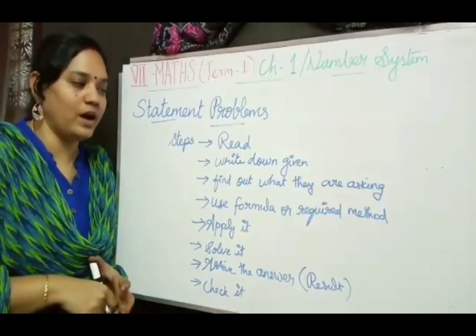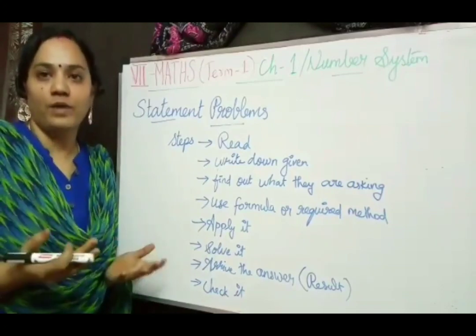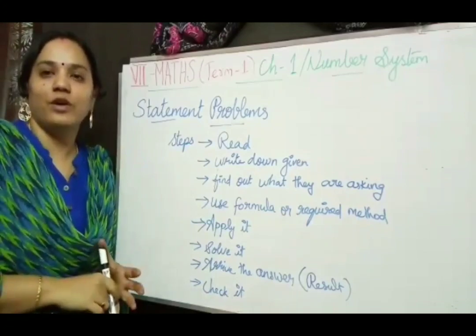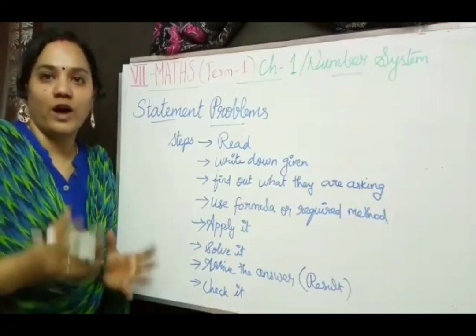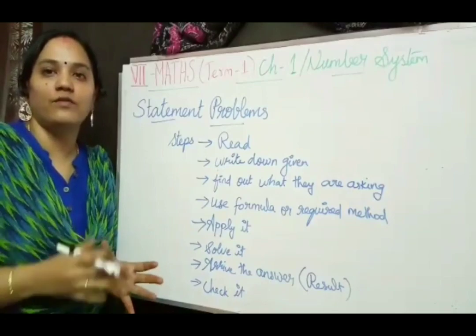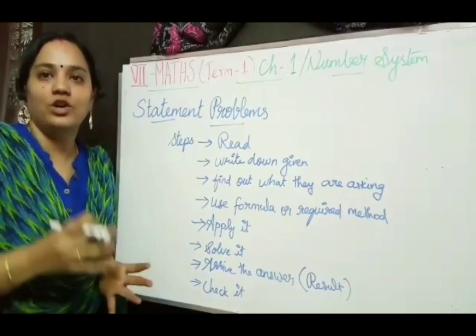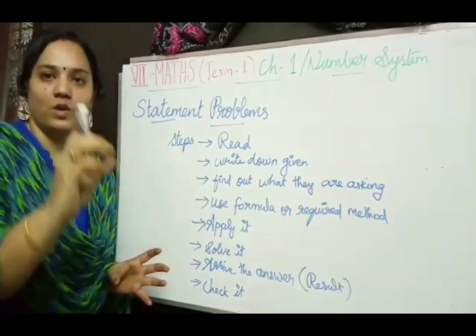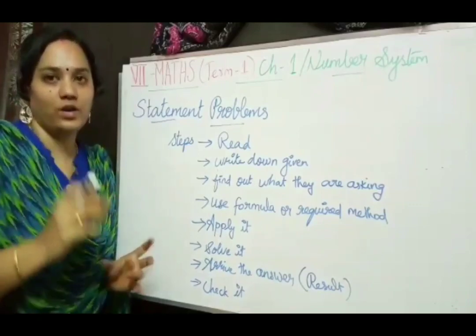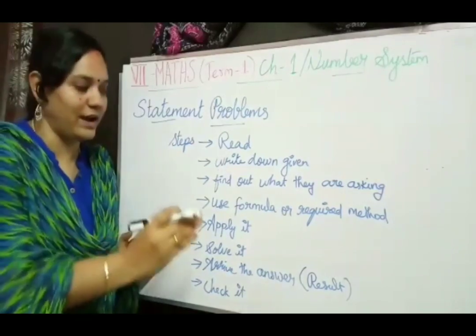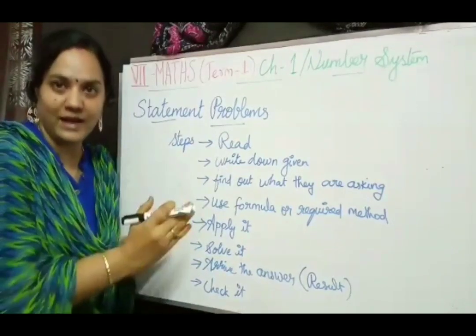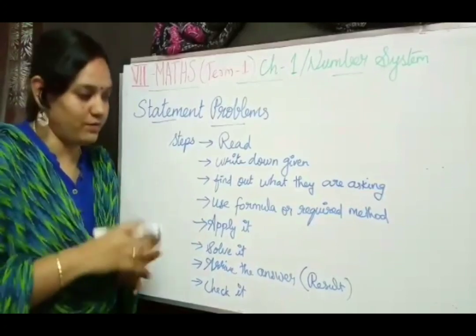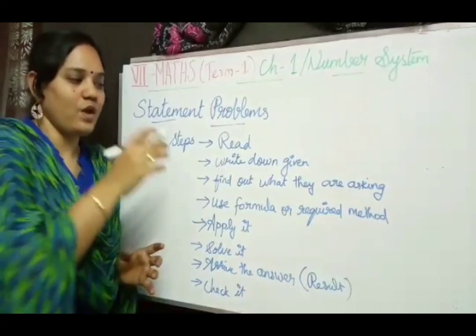Next, use formula or required method. If you have a formula, we can apply that formula or you can write the formula. Even for measurement you have some formulas. For example, you may have area of the square as A into A. Area of the square is equal to A into A square units. That is your formula. First you have to write the formula and then you can substitute the values and use that formula or required method.